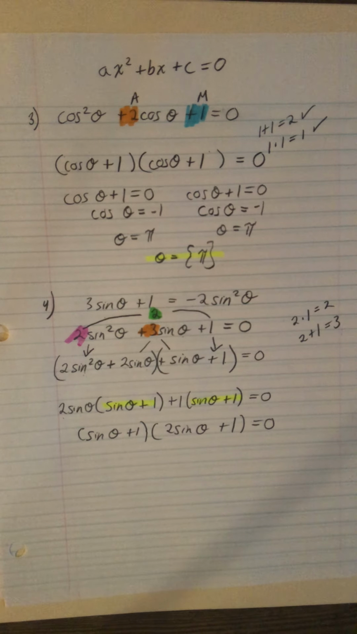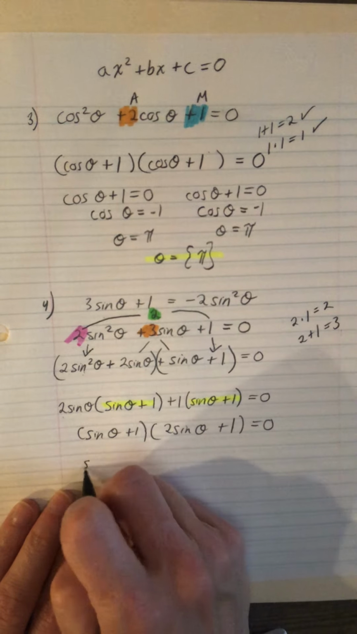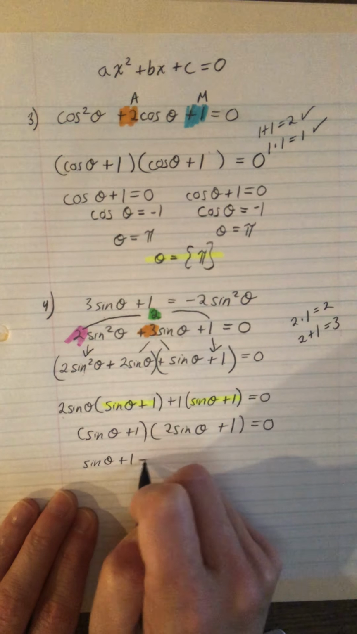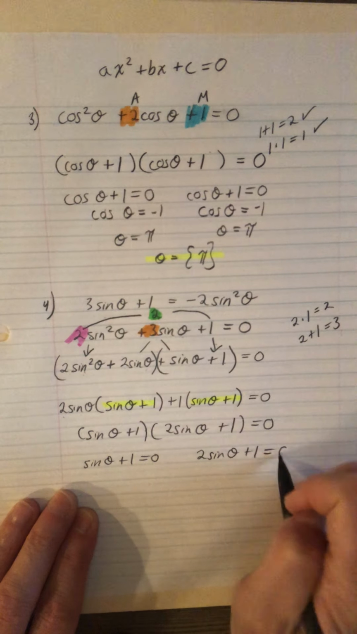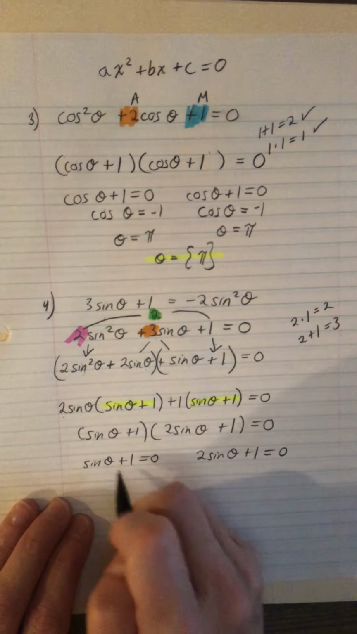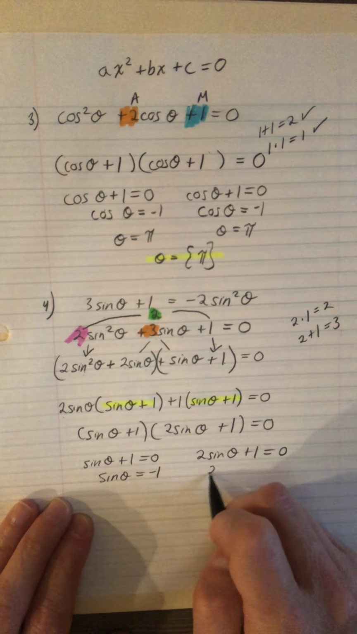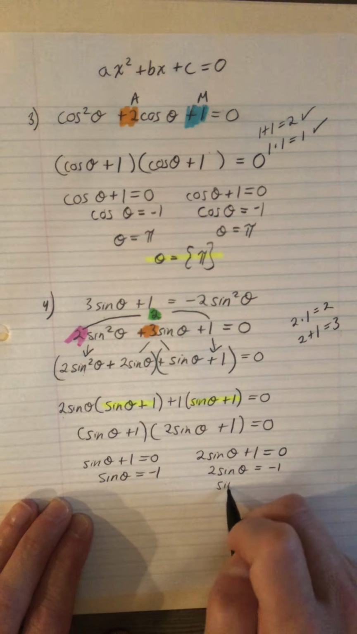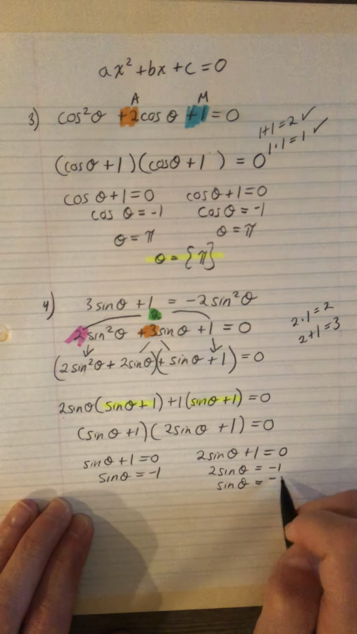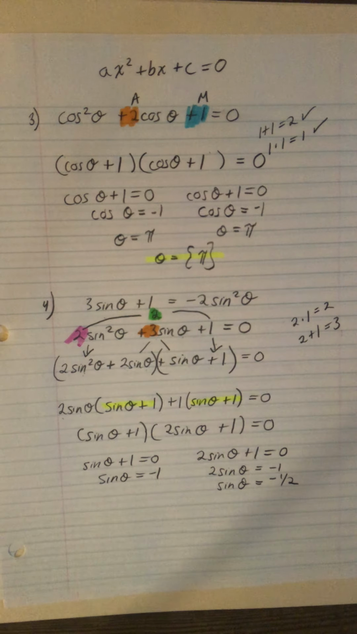Again, let's use that zero product property. Let's set them both equivalent to 0. So I have sine theta plus 1 equals 0 and 2 sine theta plus 1 equals 0. And let's solve. Here I'm going to bring over a negative 1. Here I'm going to bring over the 1, becomes a negative 1, and then divide by 2. So I have negative 1/2. So now I'm looking. Sine of theta has to be negative 1 and negative 1/2.